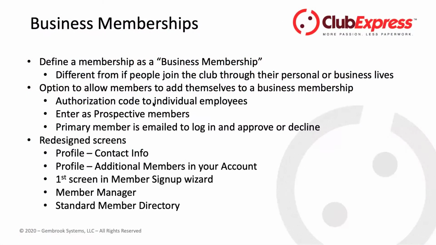So once you enable this option, then for each business membership, the primary contact person gets an authorization code. They get entered as a prospective member, and the primary member can log in and either approve or decline the membership. Now, we've also redesigned a number of other screens.